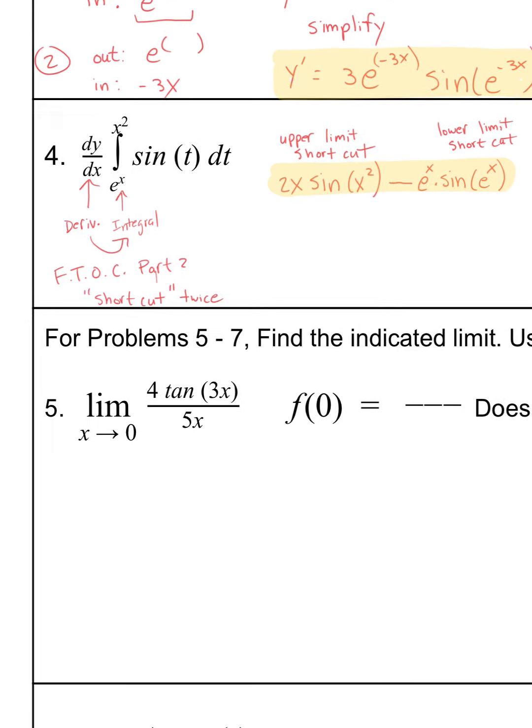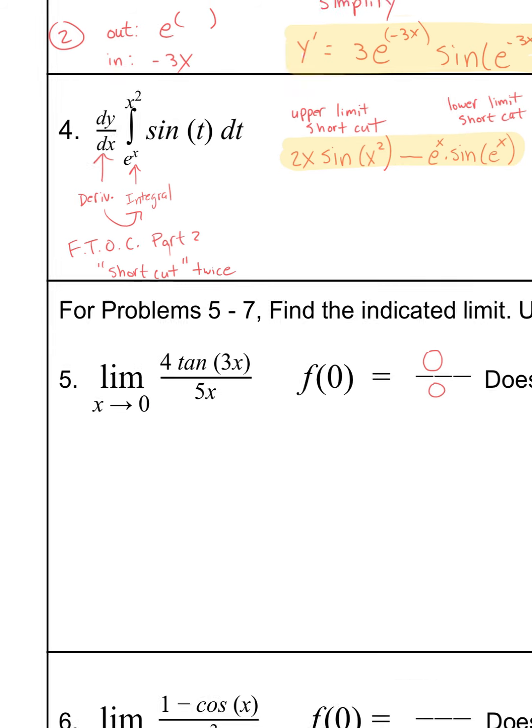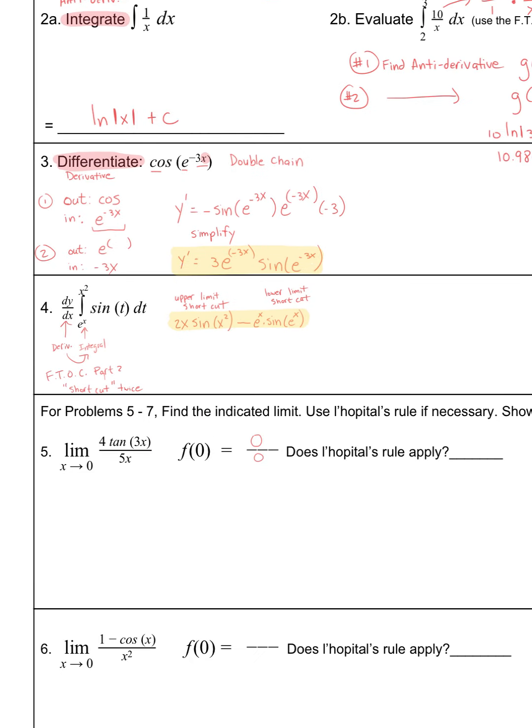Okay, let's keep moving along. We are going to review or go over L'Hopital's rule. Okay, so the first thing we want to do is make sure that L'Hopital's rule applies. So we do direct substitution. We put this in. So when we put in 0 on top, 4 times the tangent of 3 times 0 does indeed give us 0. Make sure you're checking that on your calculator. Make sure you're in radians. And when we plug in 0 in the denominator, 5 times 0 is, of course, 0. So L'Hopital's rule does apply.